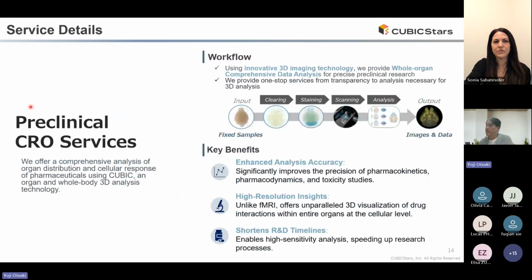So here's the workflow. We receive the fixed sample from our clients. We conduct the clearing, staining, scanning, and analysis processes, and then finally send the data back to our clients. Normally, it will take 2 to 3 months at shortest, depending on how challenging it is. And then we are accepting developing the protocol itself.